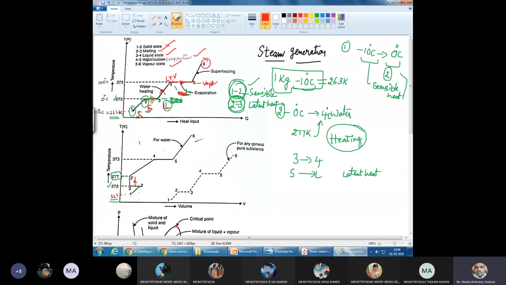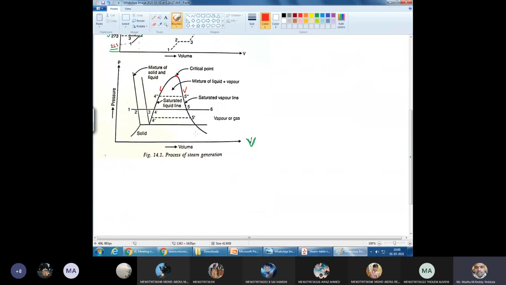This entire process is taking place at constant pressure. Starting from state 1 to ending with state 6, this total process is taking place at constant pressure. Okay, you can see all the points are marked over a straight line. It indicates that all processes are carried out by maintaining the pressure constant. 1 to 2, changing of temperature of ice. 2 to 3 is the melting.